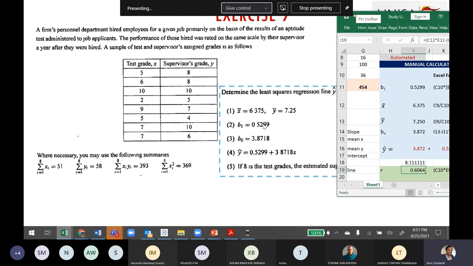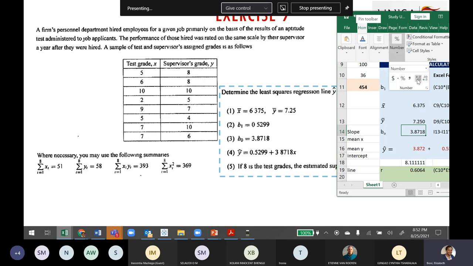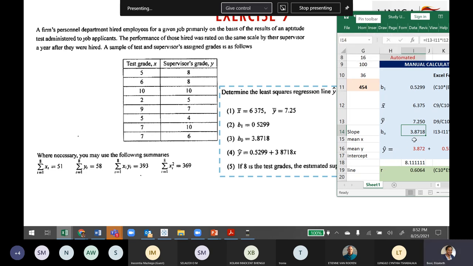Okay, so it says the mean of x is 6.375, that's correct. The mean of y is 7.25, that's correct. Slope is 0.5299, that's correct. The intercept is 3.872, which mine is rounded. So if I leave it to 4 decimals, I get the same. And we can do the same here.